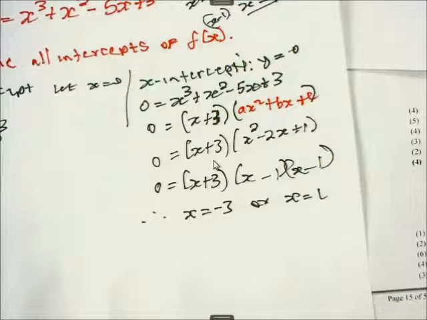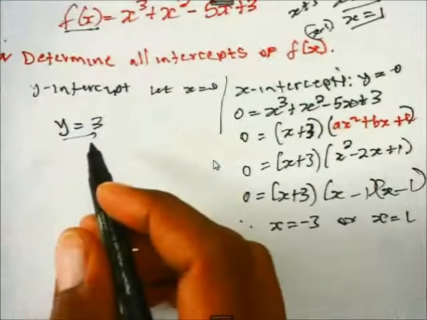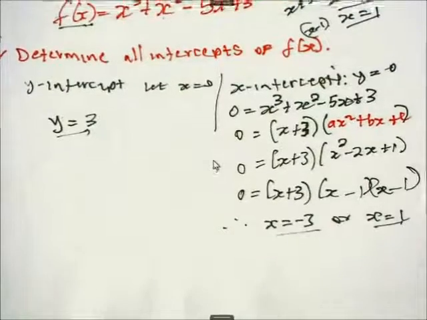Good. Right. Boys and girls, I think now we can move to the next part now. This is the y-intercept and also these are your x-intercepts. Are you happy now? Yes, I can see the smile now. Good.